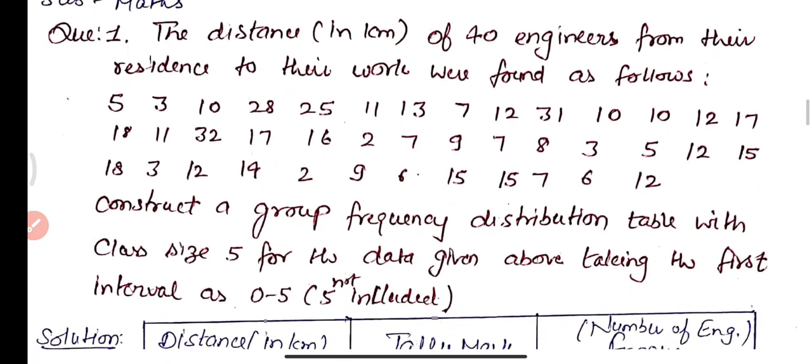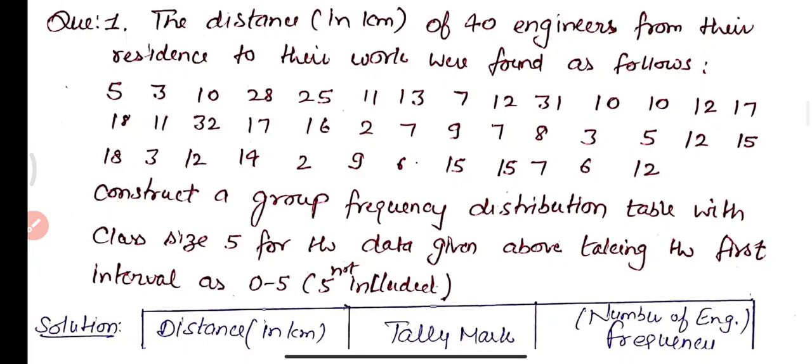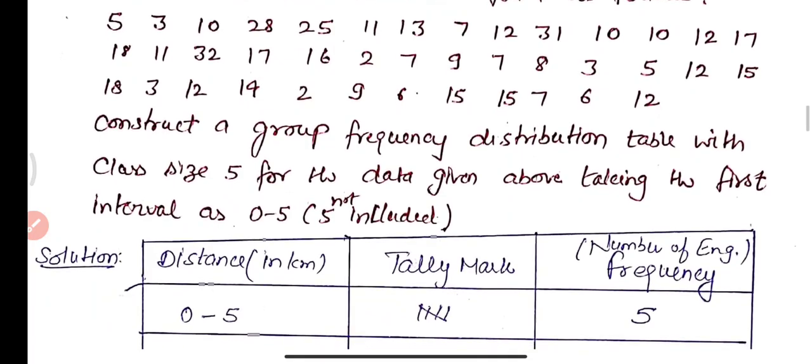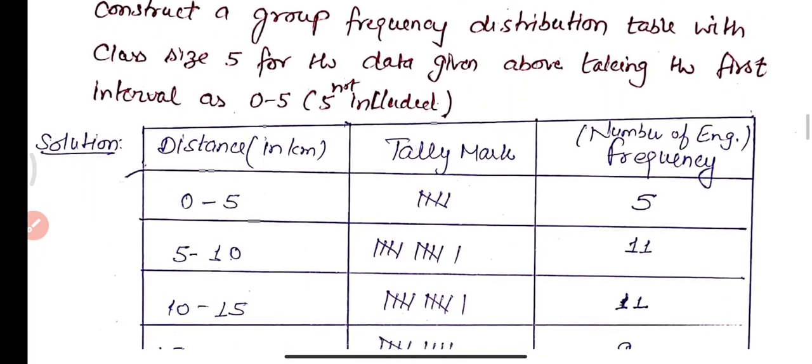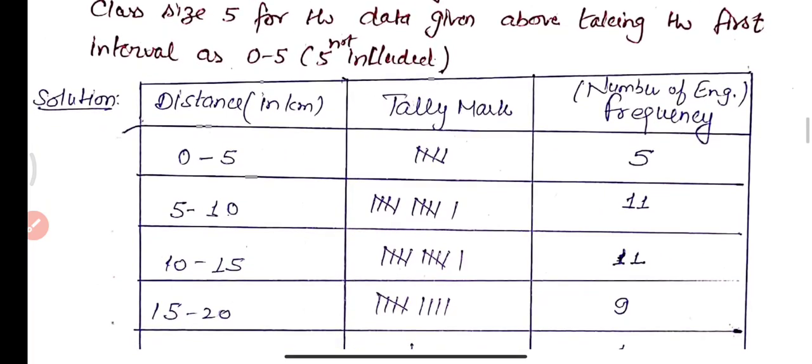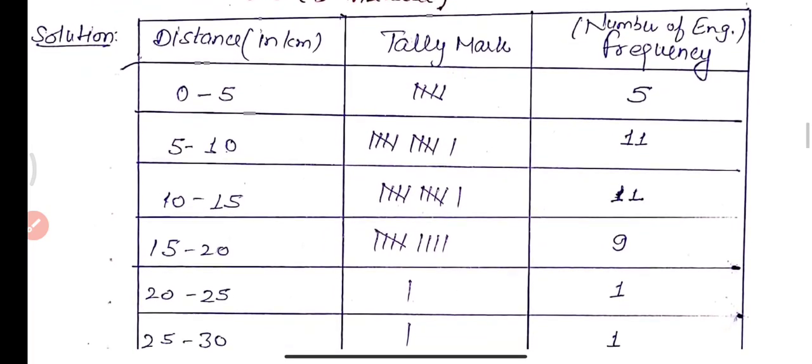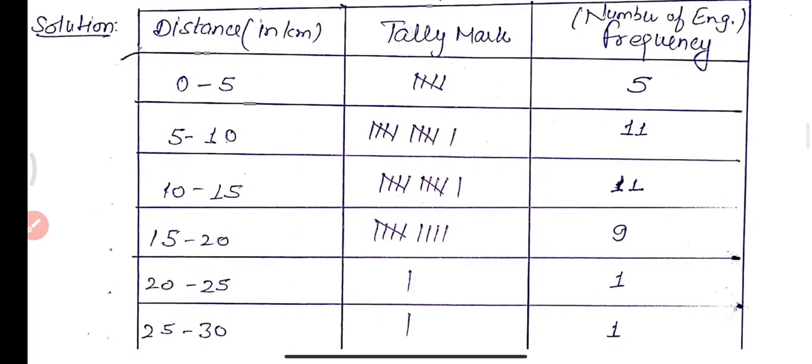So we are given the first problem, that is the distance of 40 engineers from their residence to their workplace are found as follows. So 40 engineers की distance given है उनके workplace से उनके घर residence तक. So हमें इसको क्या करना है, group frequency distribution में arrange करना है with class size 5 for the data given above, taking the first interval as 0 to 5 and 5 is not included. So distance in kilometers, make 3 columns. As you can see on the screen: distance in kilometer, tally marks and number of engineers.